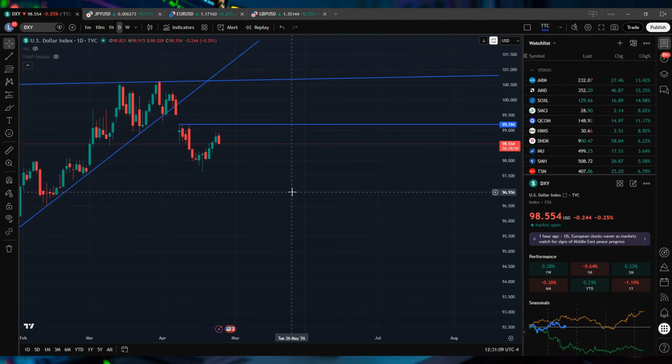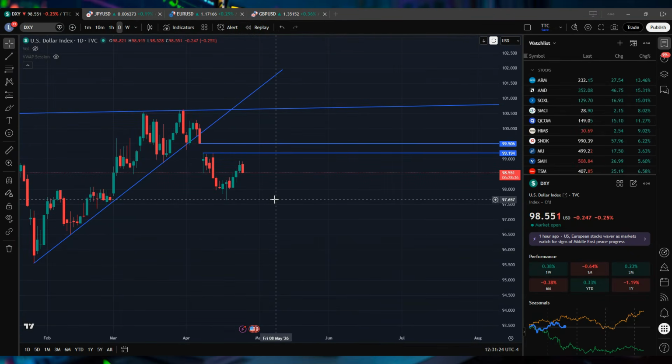First off, this pivot high, double pivot high around $99.19. Then you have a gap fill up here, just about $99.50. That could provide additional levels of resistance on the DXY.